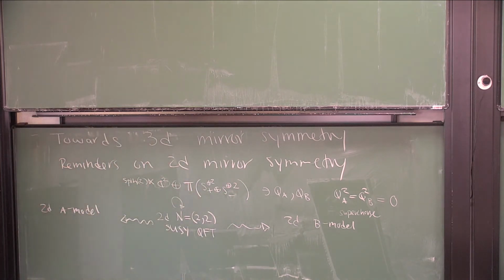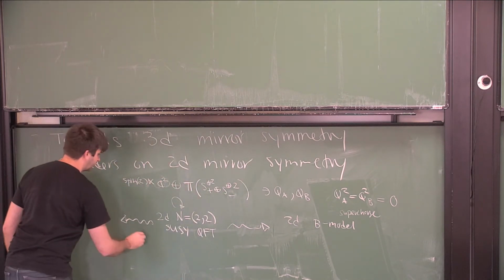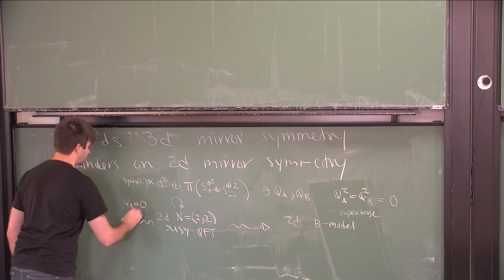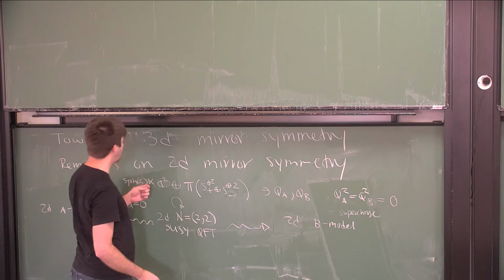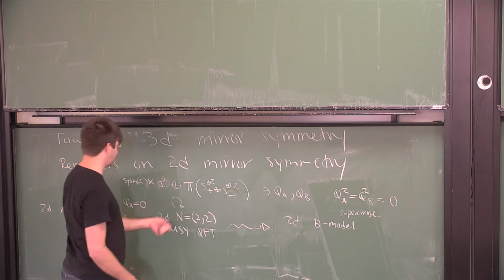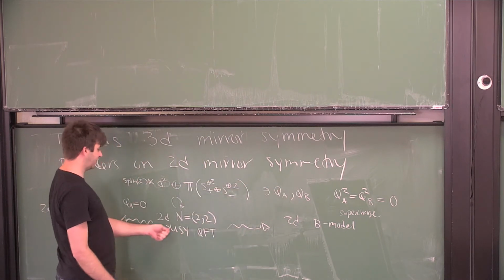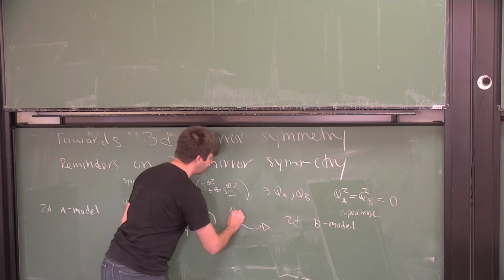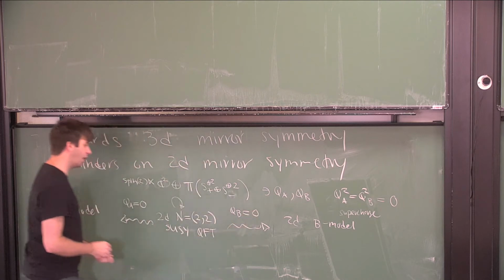And so this one works roughly by looking at the solutions to the equations QA equals 0, because the supersymmetry algebra acts on the TQFT, so it acts on all the fields, and so you can ask what the solutions to QA equals 0 are, and similarly you can ask for QB equals 0.